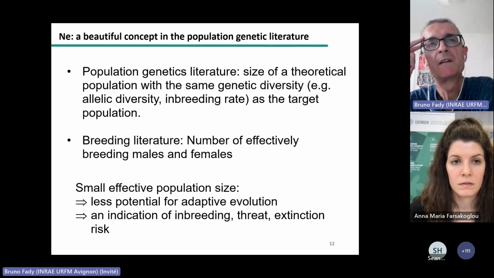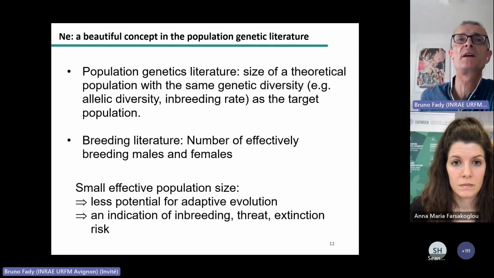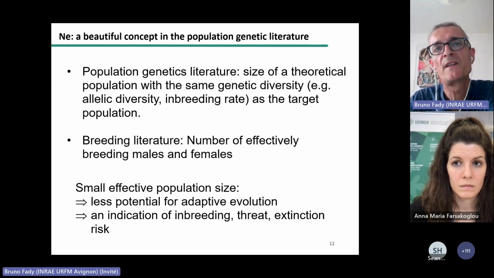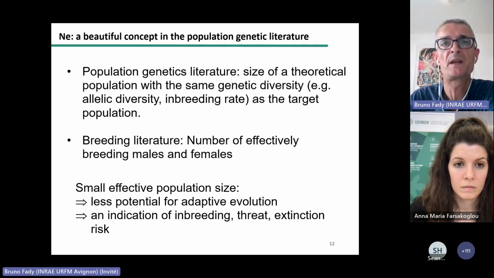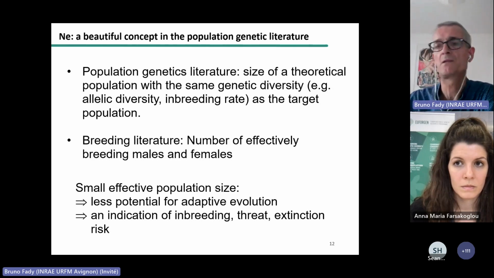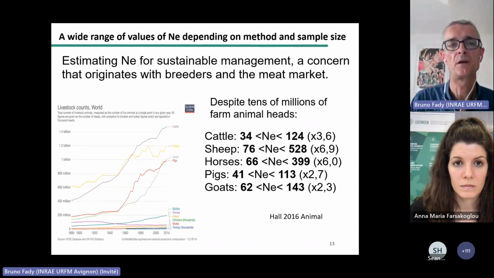Also, something that we haven't talked about yet is that it's also a concept that comes from the breeding literature, where it's actually the number of effectively breeding males and females. And I think it's interesting to remind a little bit about this. So the idea behind the concept, as previously said, is that if effective population size is low, then there is less potential for adaptive evolution. Then this is an indication of inbreeding threat and eventually extinction. So again, beautiful and something we should consider.